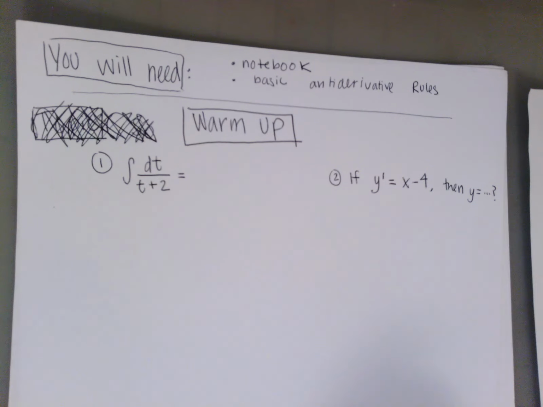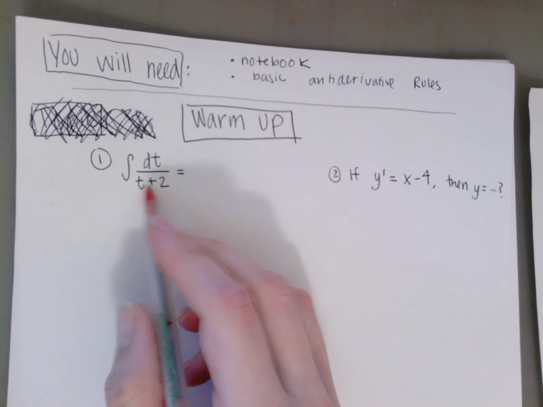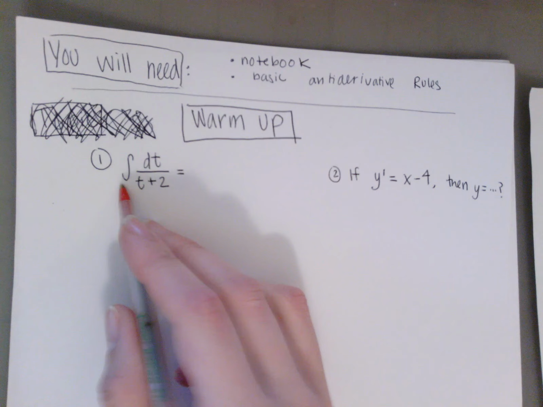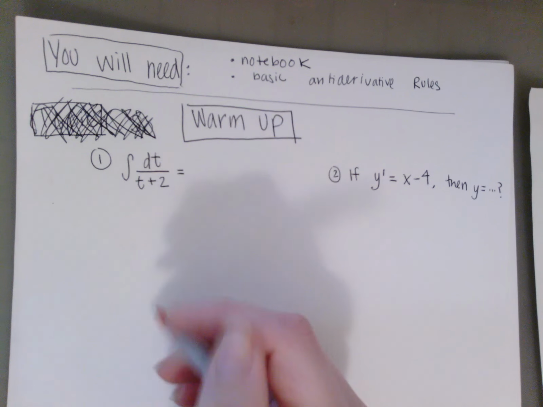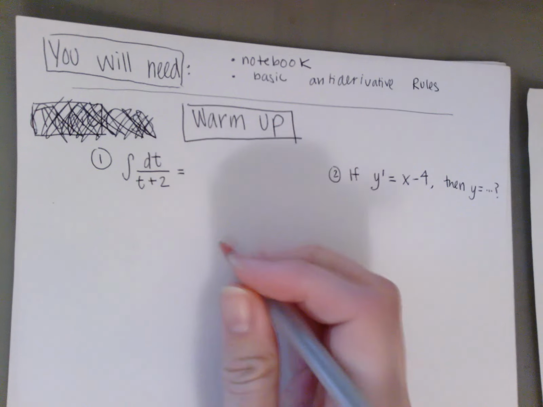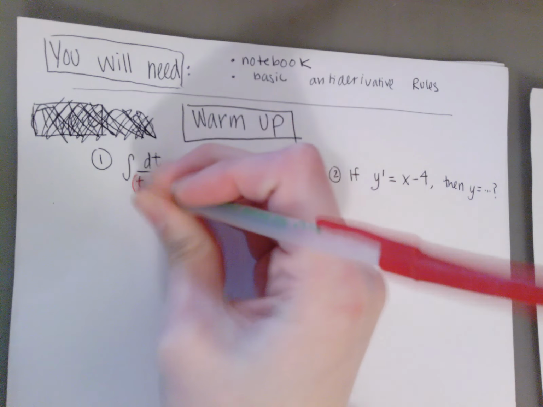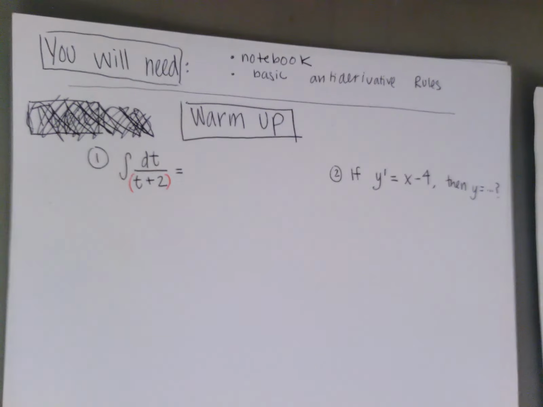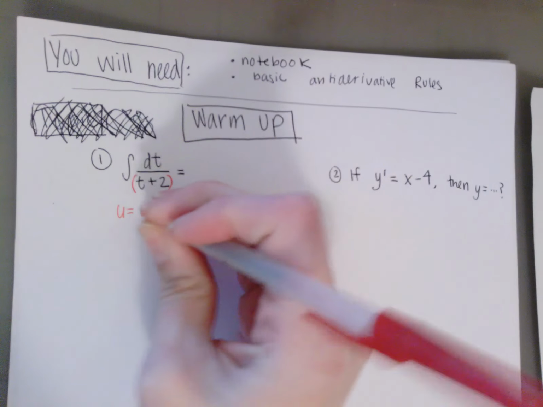By this point, you should have paused the video to try the warm-up problems, and we're going to go over them together. This first question is an antiderivative. I'm asking for the integral of dt over t plus 2. So this problem is a basic u substitution problem. T plus 2 is going to serve as my inside function. So u equals t plus 2.